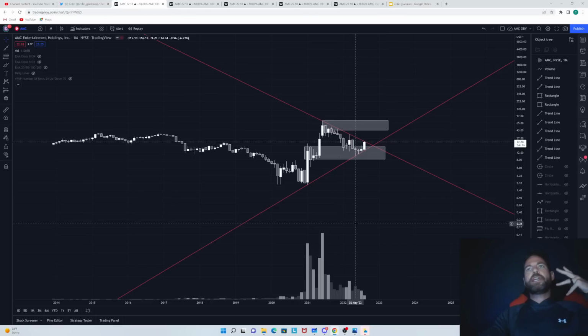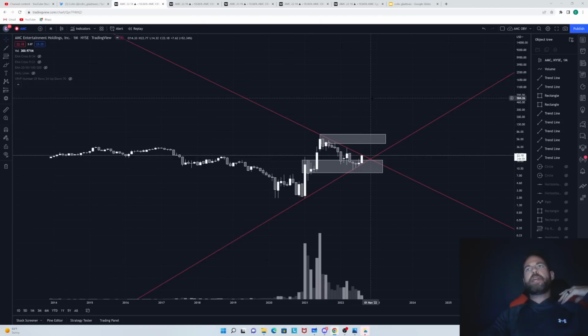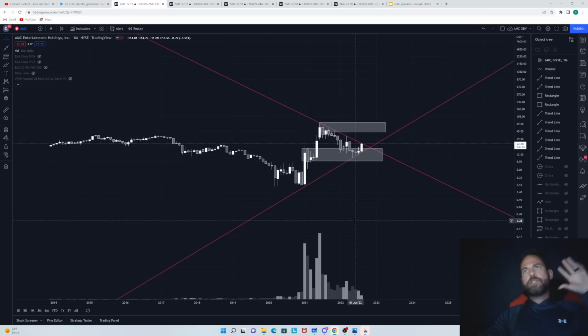So if you were just looking at this from a technical standpoint, you could easily be looking at this as, wow, we're about to have a breakout and push back up here, then probably come back down and retest, and another series of that. And I'll show you what I'm talking about later as we get into the more micro view of AMC. But overall, just from a monthly standpoint, this is a very promising looking chart of a potential breakout towards the upside.